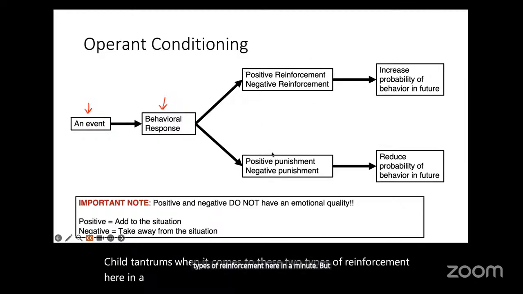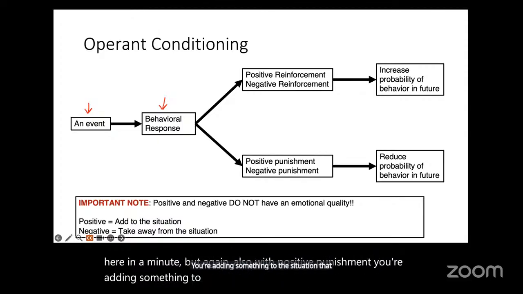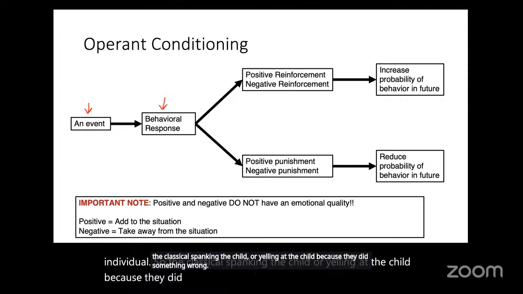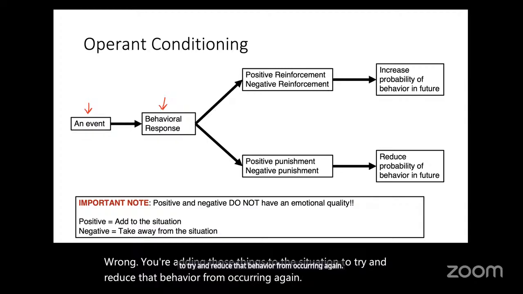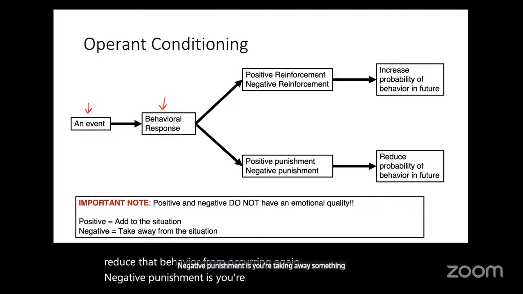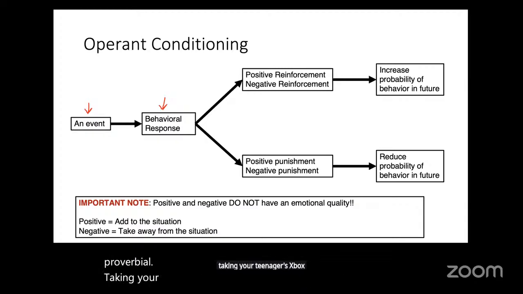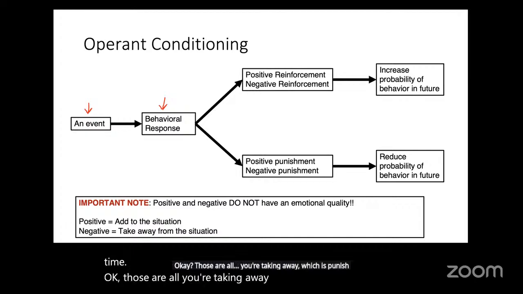Okay. And so we'll talk about child tantrums when it comes to these two types of reinforcement in a minute. But again, also with positive punishment, you're adding something to the situation that is punishing to the individual. So the classic spanking the child or yelling at the child because they did something wrong, you're adding those things to the situation to try and reduce that behavior from occurring again. Negative punishment is you're taking away something. So the proverbial taking your teenager's Xbox away for not being home on curfew on time. Okay. Those are all you're taking away something which is punishing to the individual.